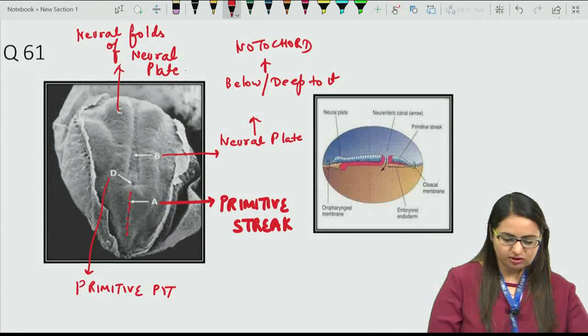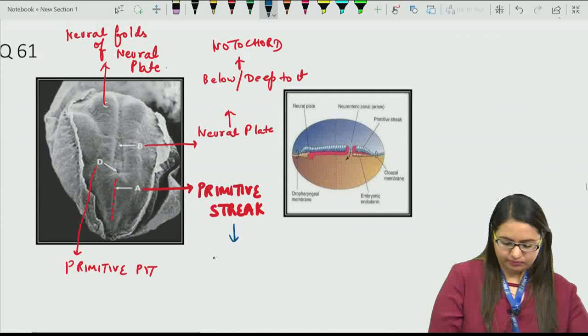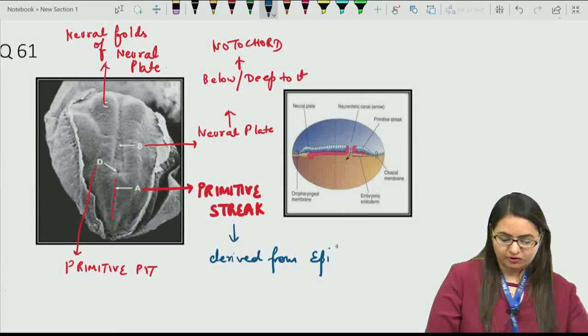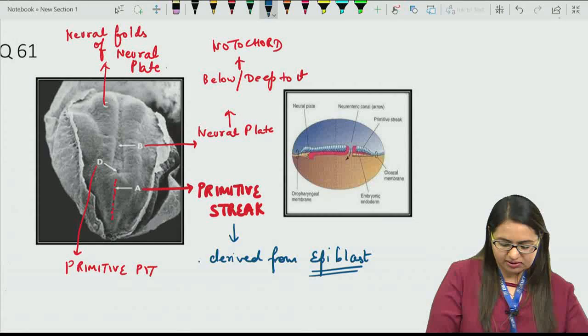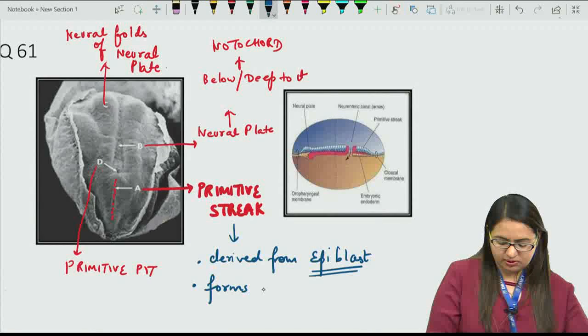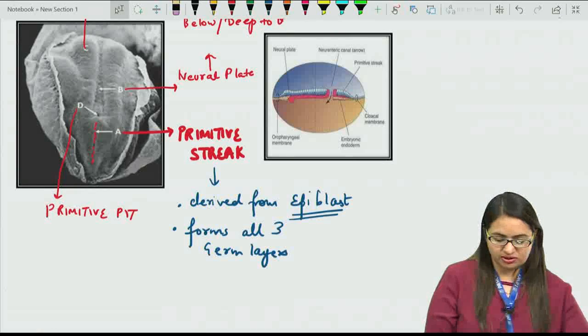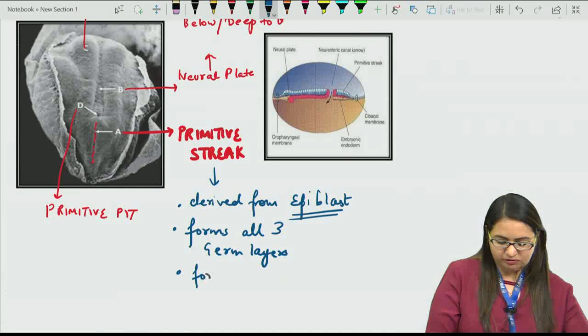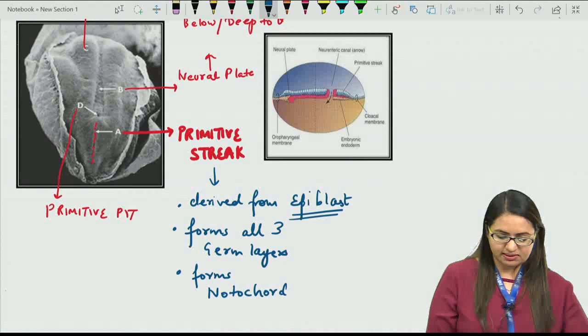Now the primitive streak is basically derived from the epiblast cells, and this primitive streak leads to the formation of all 3 germ layers. That is, it helps in the process of gastrulation. This process is known as gastrulation, and apart from this, it also helps in the formation of the notochord. So the notochord is also derived from the epiblast cells.